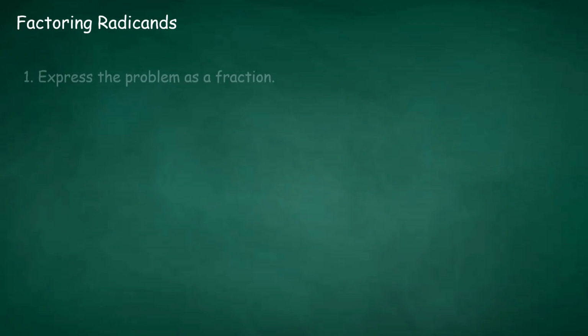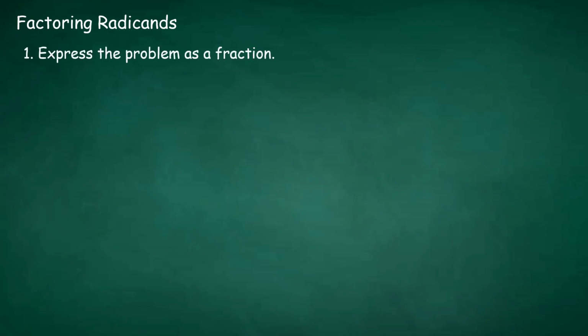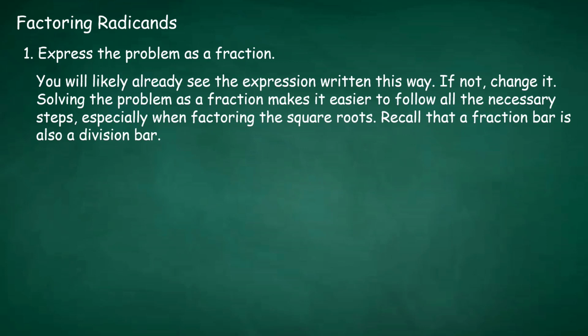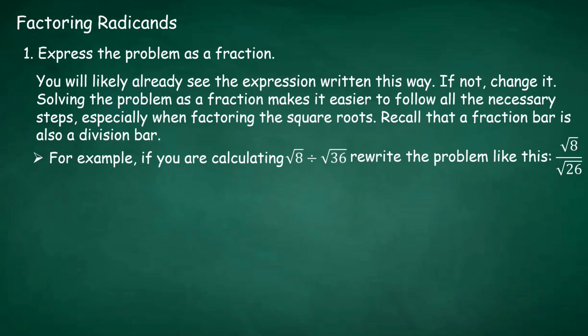Factoring radicands. 1. Express the problem as a fraction. You will likely already see the expression written this way. If not, change it. Solving the problem as a fraction makes it easier to follow all the necessary steps, especially when factoring the square roots. Recall that a fraction bar is also a division bar. For example, if you were calculating the square root of 8 divided by the square root of 36, rewrite the problem like this: square root of 8 over square root of 36.